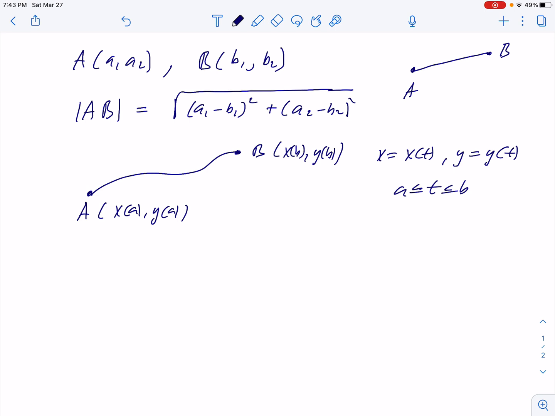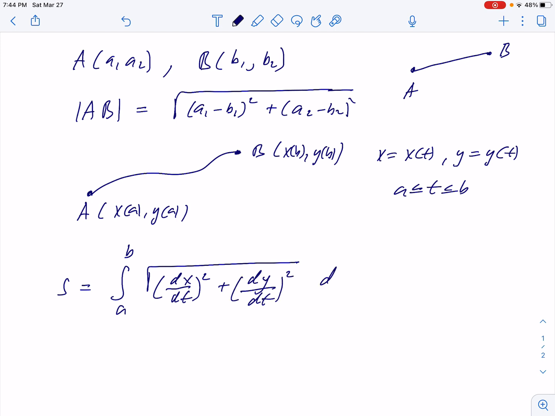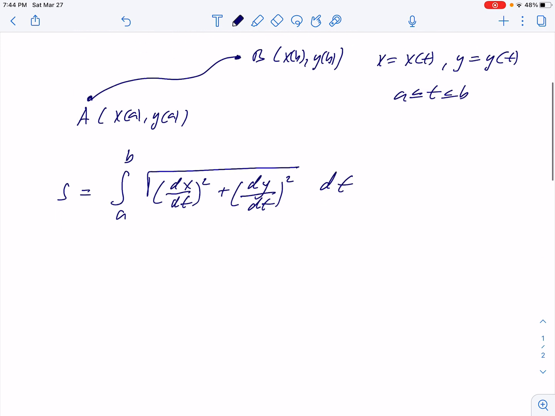The curve can be approximated by small segments, and the length of the curve will be approximated by the sum of these segments. When the number of segments increases to infinity, we come into this formula, the arc length formula. S will stand for the arc length. This will be the integral from A to B, square root of (dx/dt) squared plus (dy/dt) squared dt, an integral that depends on t.